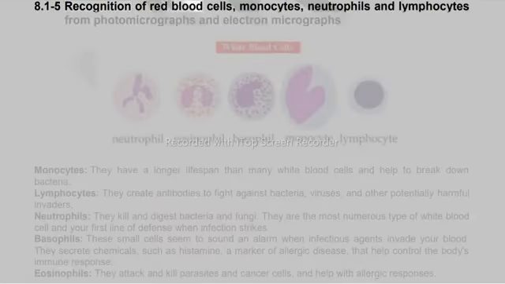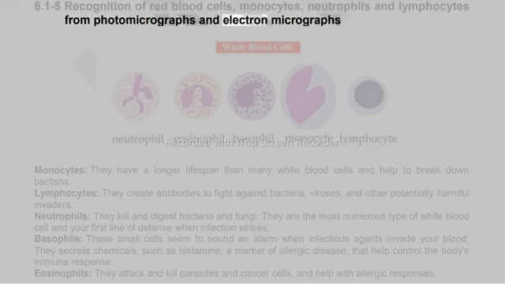8.1-5 Recognition of red blood cells, monocytes, neutrophils and lymphocytes from photomicrographs and electron micrographs.